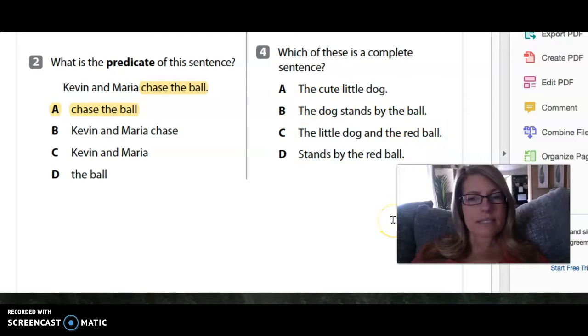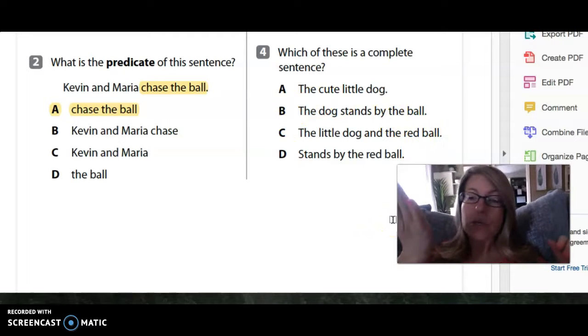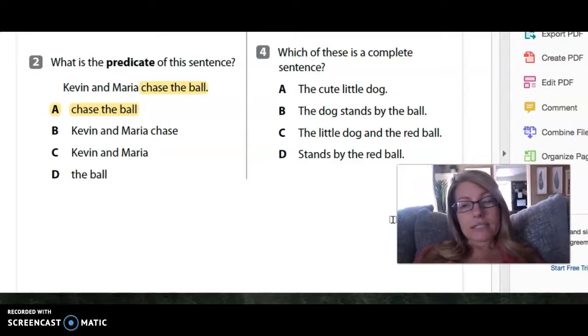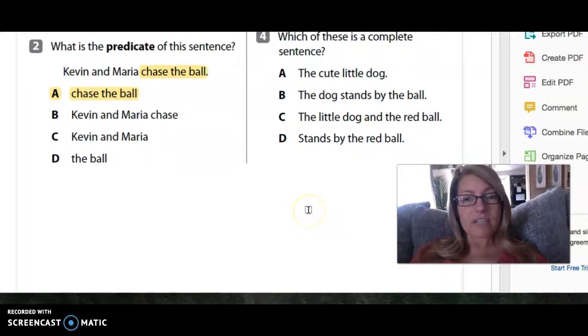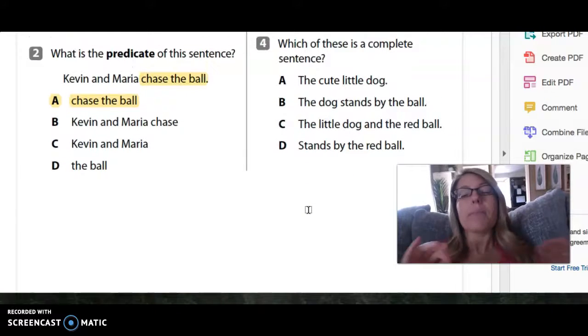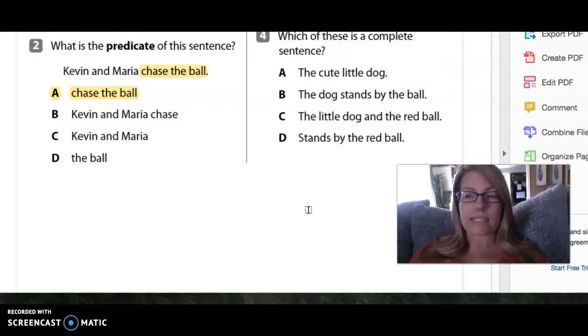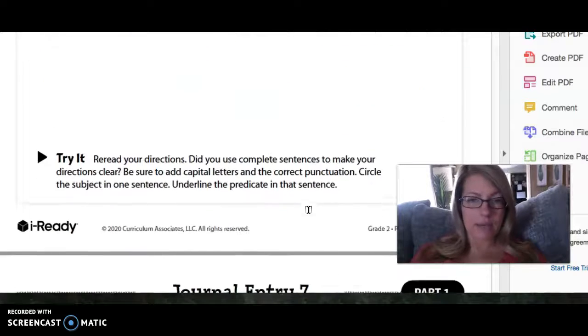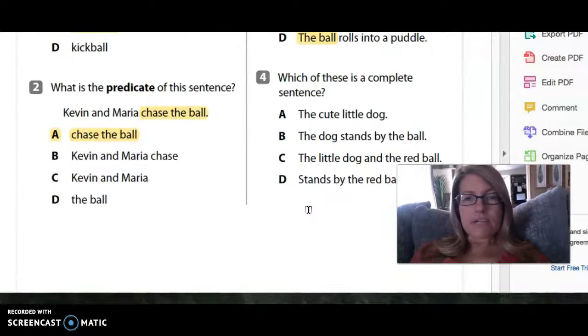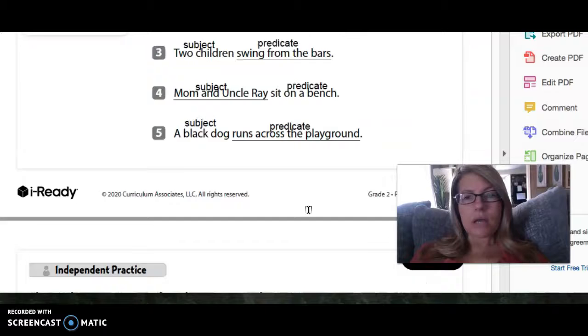Several of these sentences are either missing the subject that tells who the sentence is about, and there is a sentence on here that's missing the predicate that tells us what the subject is doing. You'll have to decide which one of these sentences is complete and has 100% everything it needs to have, the subject and the predicate. That is all today, friends, for our language portion of our packet.